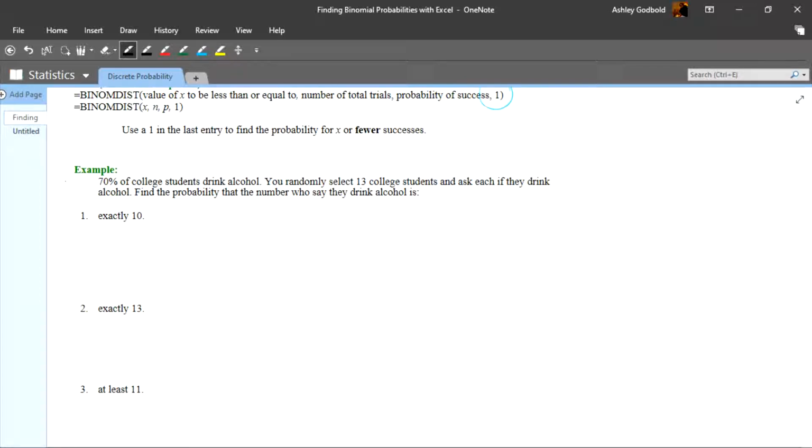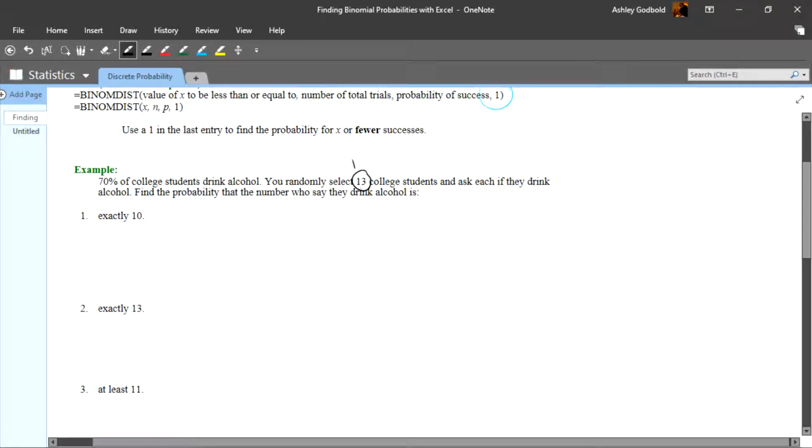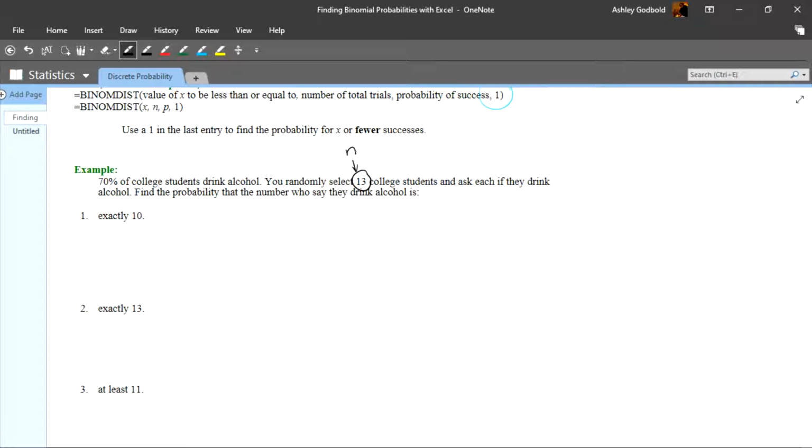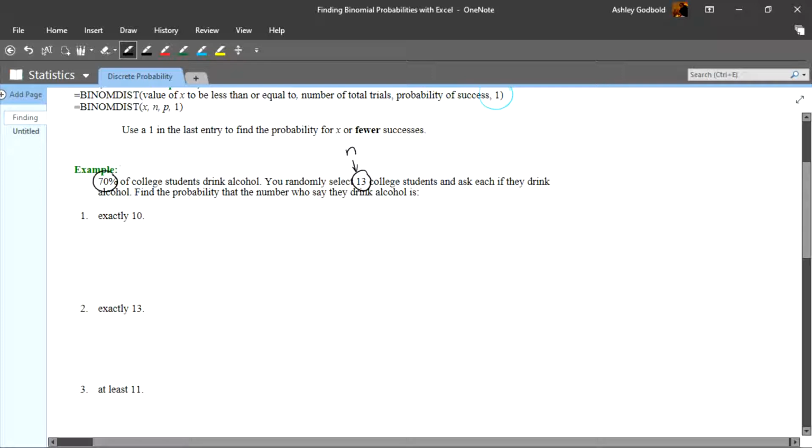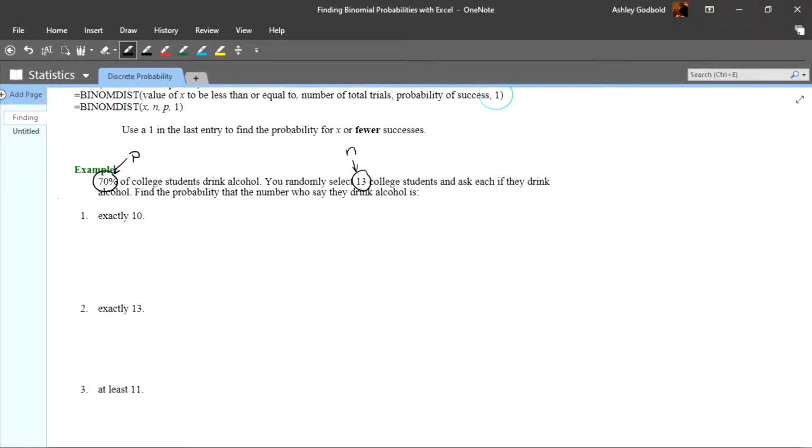First question is, are there a fixed number of trials? Yes, we ask exactly 13 students, so our n is going to be 13. There's only 2 outcomes, a success or a failure. In this case, we're going to consider a success that they do drink alcohol, because that's the thing we're going to be looking for. So the probability of a success would be 70%. And we're going to assume that each one is independent of each other. So when I ask one college student if they drink alcohol, it will not affect the answer of the next. We're just going to assume that's true. So yes, this is a binomial distribution.